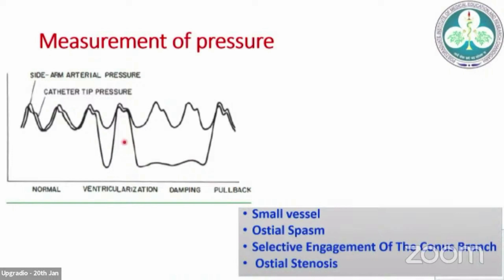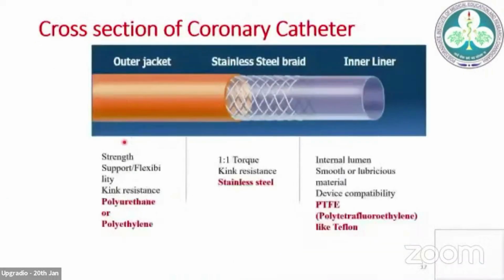This type of pressure damping can be there in those with a small vessel and a large guide catheter, ostial spasm, or selective engagement of the conus branch. In around 20 to 25% of cases, there can be two separate origins of the RCA proper and the conus branch, and then injection into the conus branch can lead to damping and also ventricular tachycardia. Sometimes ostial stenosis of the RCA or the left may also cause damping, and at that moment one has to be careful in cannulation and in going ahead for the intervention.